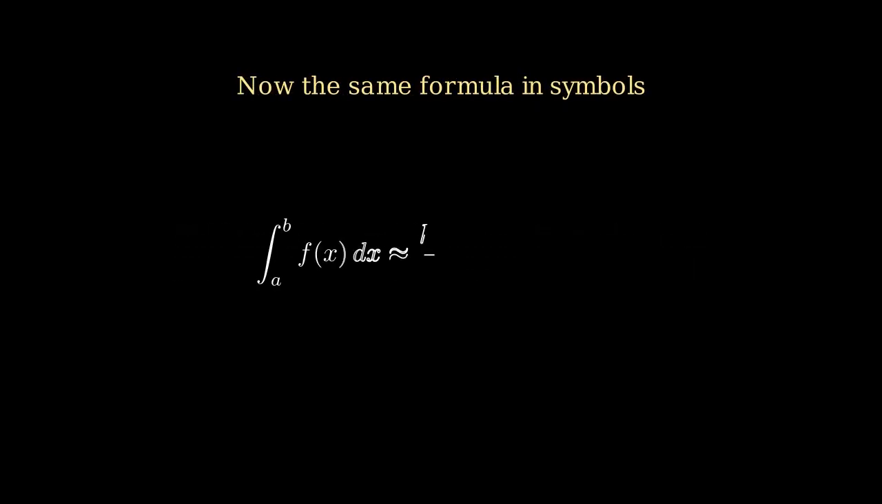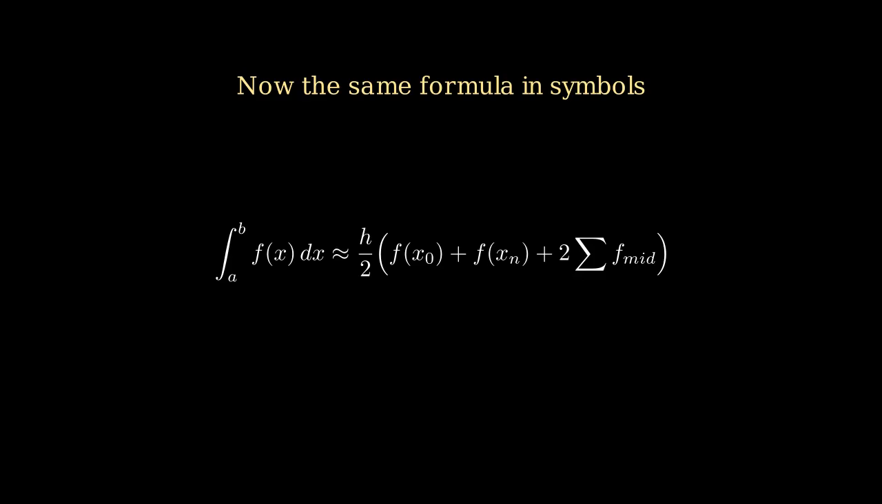In symbols, that is, integral of f of x dx is approximately equal to h divided by 2 times, open bracket, f of x naught plus f of xn plus 2 times the sum of the middle f values, close bracket. Let us work through an example.